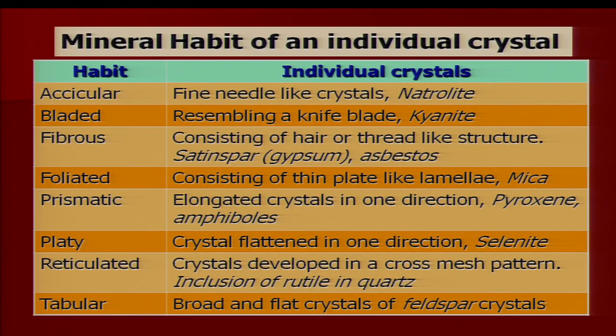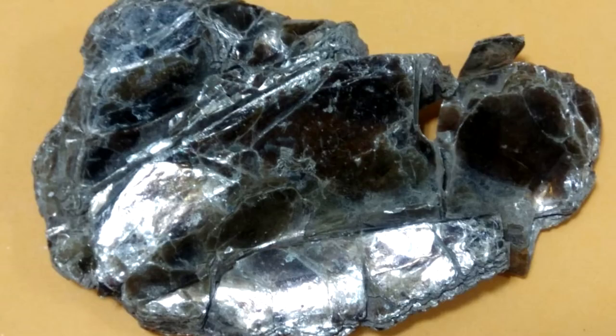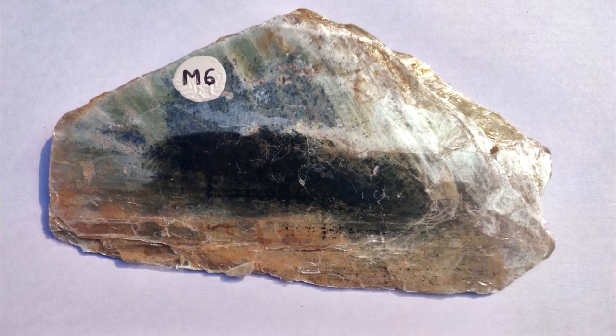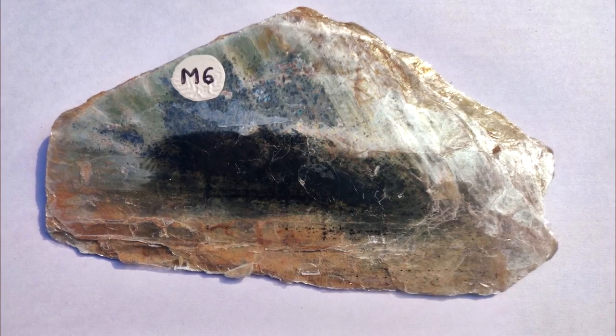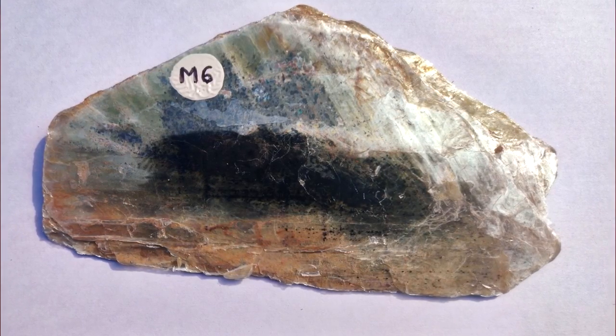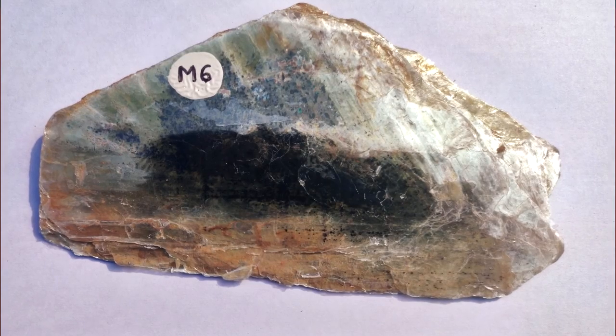When a mineral consists of thin plates or lamellae, we call it foliated. An example is mica. Foliation means plates or lamellae can be broken up or parted easily along a regular plane. So, this habit is called foliated.